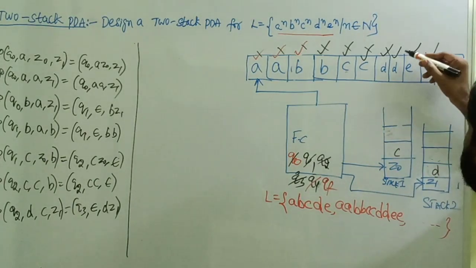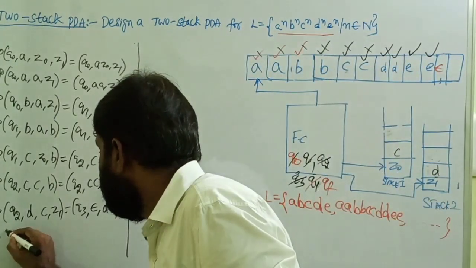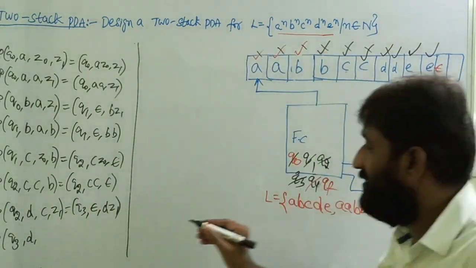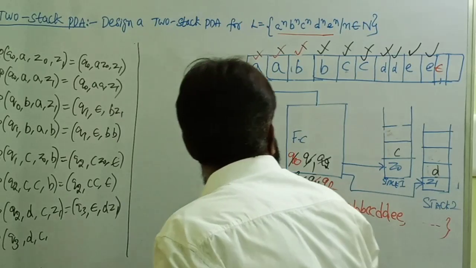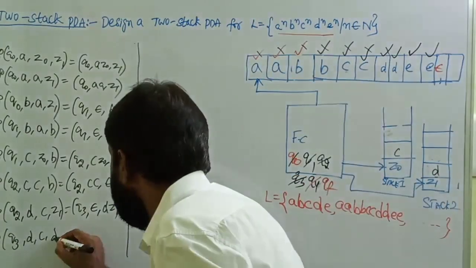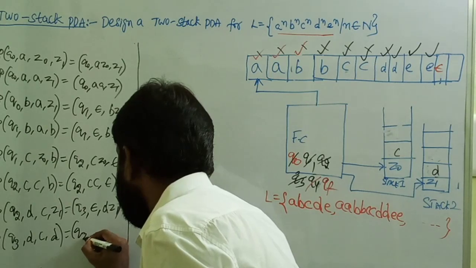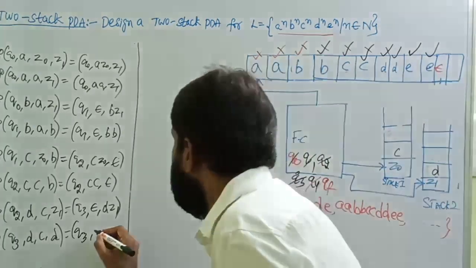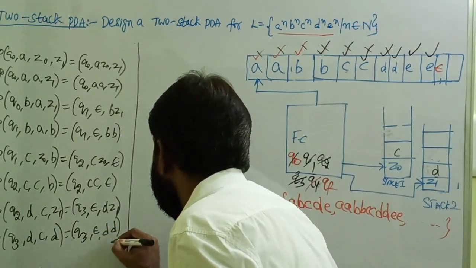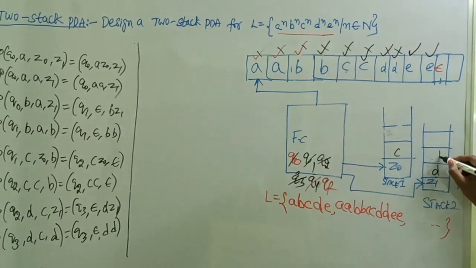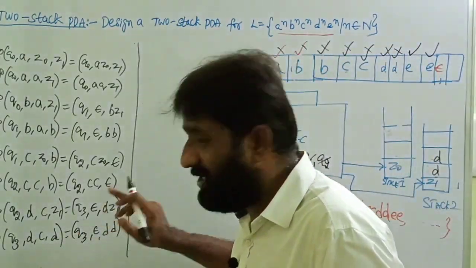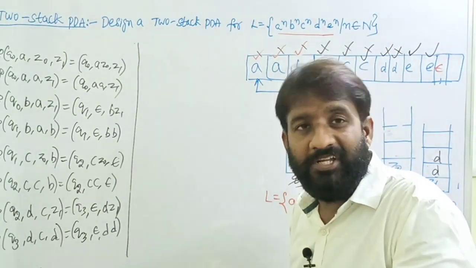Then there is one more D. So transition of Q3, D, top of the stack 1 is C, comma, top of the stack 2 is D, remains on the same state by adding D onto the stack 2 by doing pop operation on stack 1. So epsilon, comma, D, D. So D, add D onto the stack 2 by doing pop operation on stack 1. Okay. If any number of D's are there, you can read all these D's by using the same transition. No need to write a different transition. Let's assume D's are exhausted.